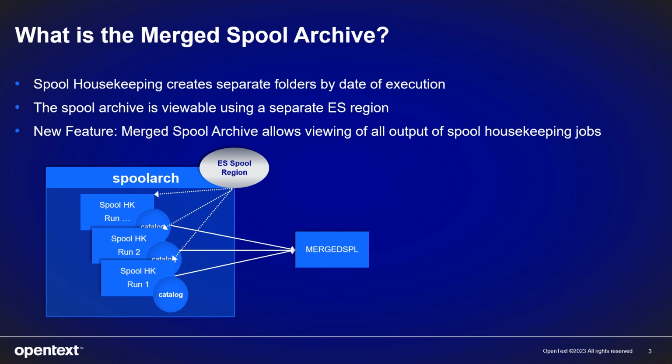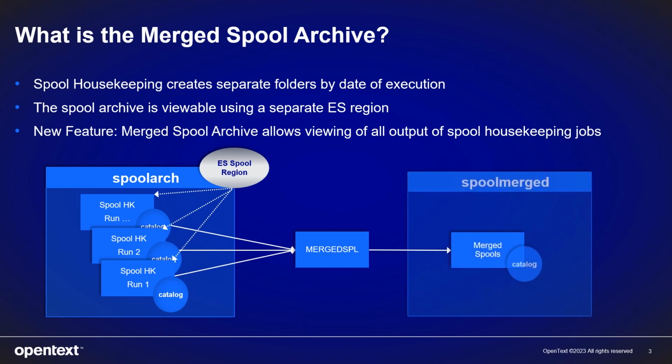The process will combine the spool archive files with the ones in the merged spool archive folder. The merged spool archive files can then be viewed in ESCWA. The recommended approach is to run the merge process after the spool housekeeping job. However, it can also merge multiple archive folders during the process.